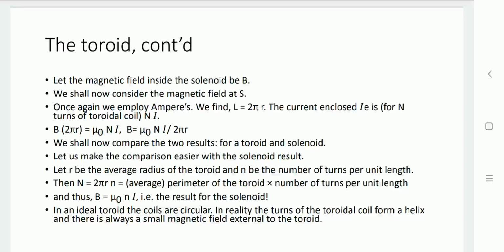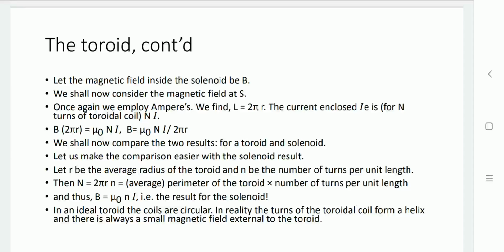In the toroid, we have the parts of the solenoid. While we are going to compare this toroid and solenoid, for the solenoid we can say R is its radius of toroid and n is the number of turns per unit length. So we can say capital N is nothing but 2 pi R into n. 2 pi R is the circumference of the radius, and n is the number of turns. So that is the perimeter of the toroid, 2 pi R, its circumference, into the number of turns per unit length.